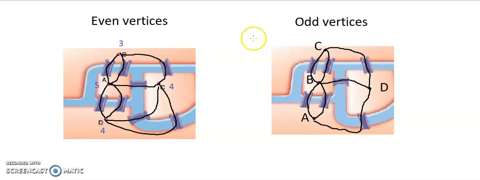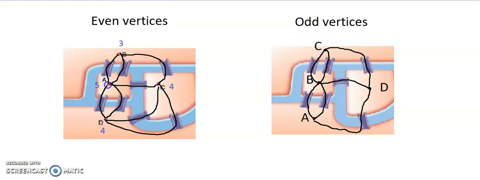We worked out before with the odd vertices, if we wanted to do one pathway across every edge, we were unable to. As soon as I have even vertices, I am able to. So I'm going to show that now.